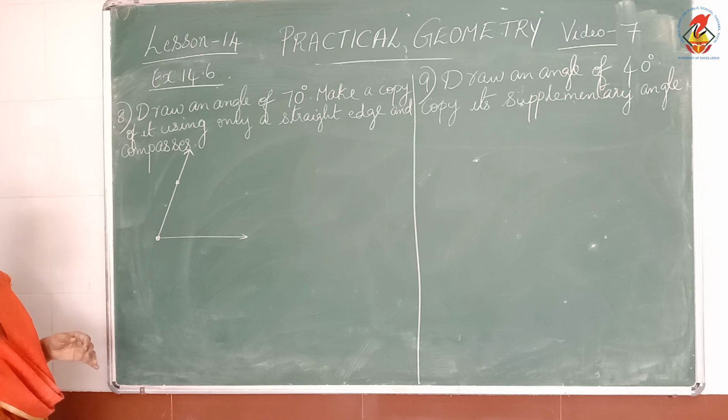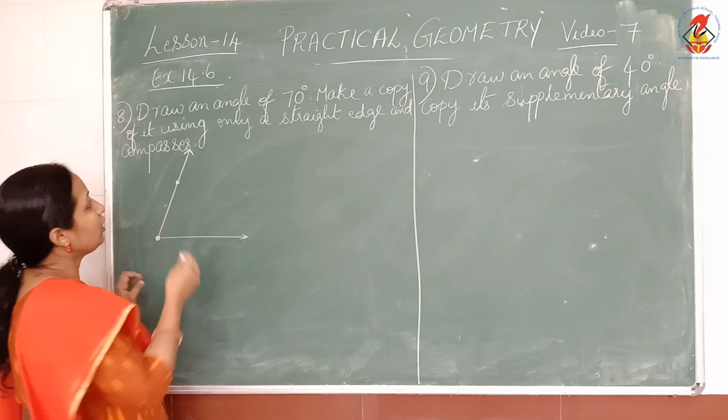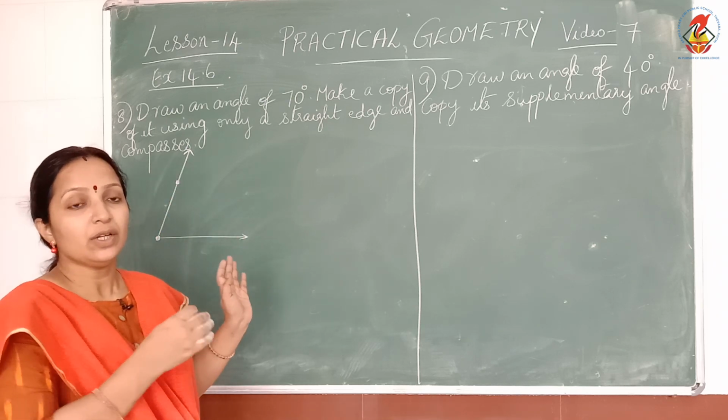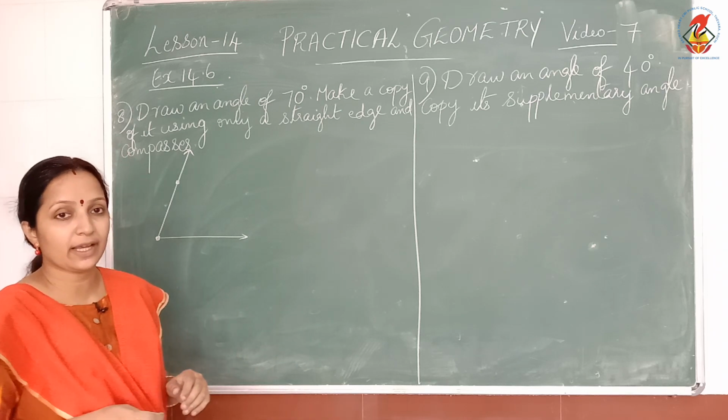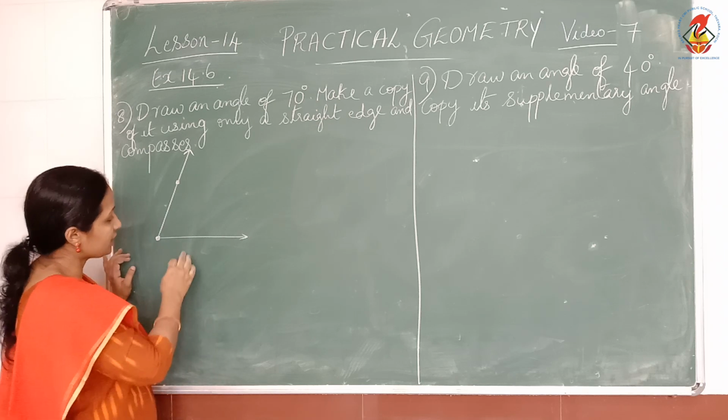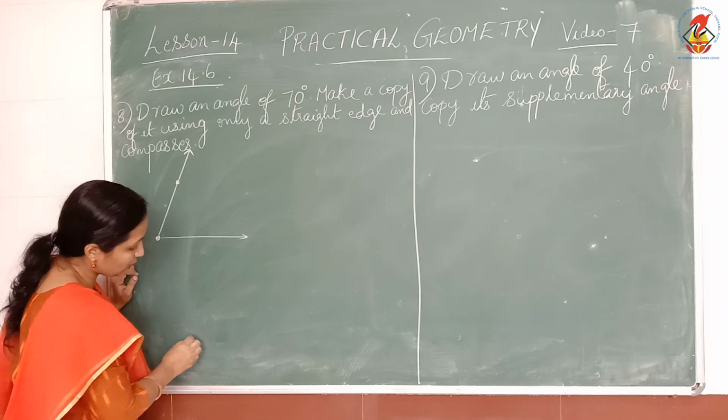Now what is the other part of the question? Make a copy of it using only a straight edge and compass. You have to draw a copy of this particular angle. Now how will we draw the copy of an angle? For drawing the copy of this given angle, what do you have to do, children?